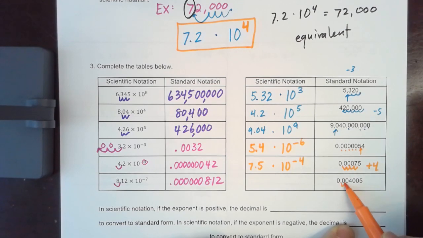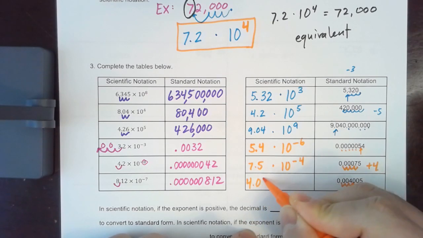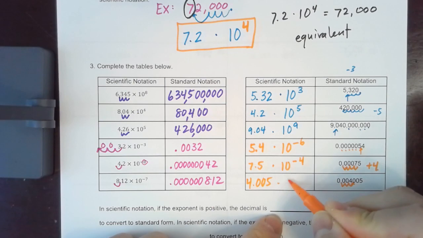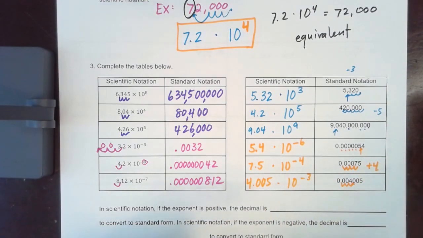Here, 1, 2, 3. Right when I get to that 4, I've already made it to the significant number. So I don't have to move it all the way to the 5 because the 4 is the most significant number. And I moved 3 spots to get to 4.005. So if I move 3 spots to get there, I better take away 3 spots as well.